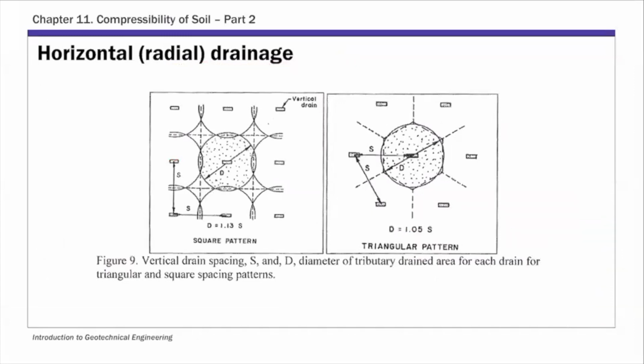In this plan here, there are two patterns for vertical drains. One is called a square pattern, where you have those vertical drains. One is the square pattern, the other one is the triangular pattern.